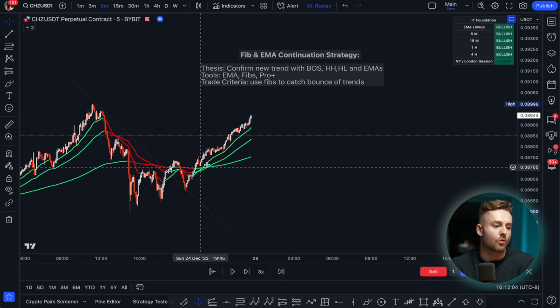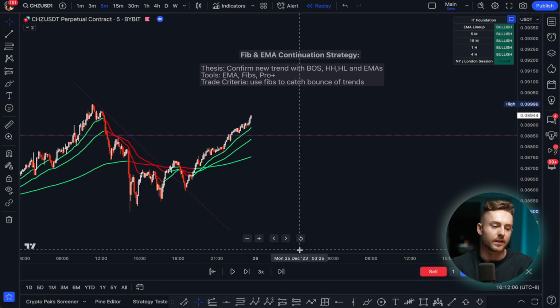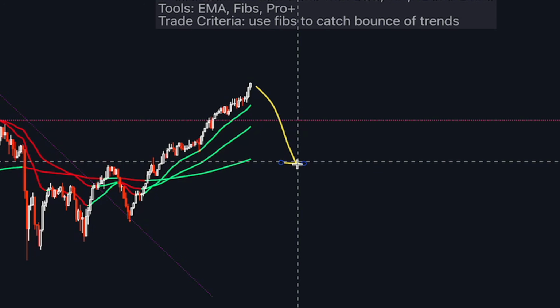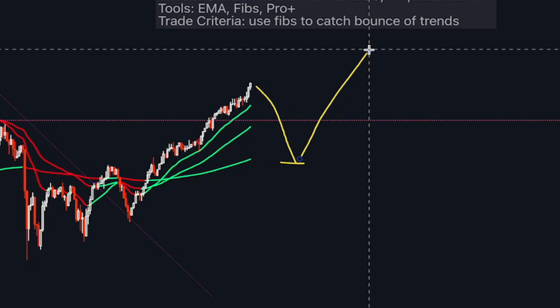We have all of our EMAs crossed here and lined up with the price action moving up. So the thesis of this trade is we're going to wait for the price action to come down and use Fibonacci levels to try to play the bounce in the continuation on the trend.